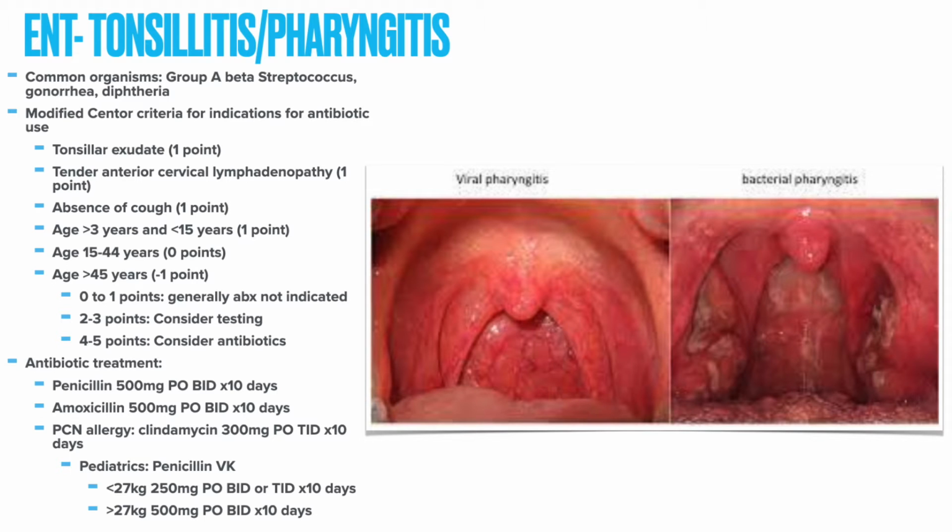If you're treating with antibiotics, penicillin times 10, or I would say it in my mind, pen times 10. But penicillin 500 milligrams twice a day for 10 days is the first-line treatment. There are other options, of course, amoxicillin, and if the patient has a penicillin allergy, there's also clindamycin. And then, of course, with the pediatric population, it's weight-based, so I included those as well. But this picture really gives you a good visual of viral pharyngitis versus bacterial pharyngitis.